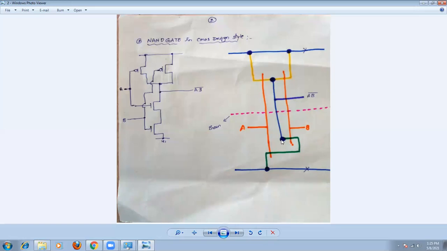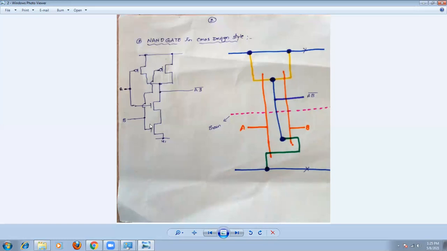This is the black color, this is also black color. Ordinary contact only. And take input B. It must cross here, otherwise no transistor will form. A transistor will form here, and another transistor will form here. That is about the stick diagram.